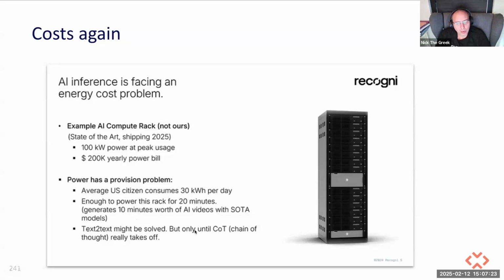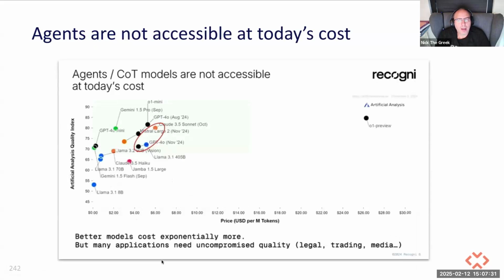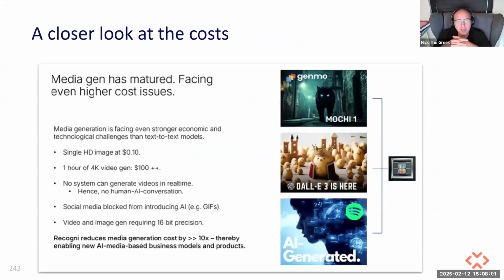Text to text might be solved, but only until chain of thought really takes off. It was another prediction. I don't know why they put it over here. And again, we talked about agents, and they claim that the reason why agents are not accessible is because of cost. We've seen that before. Better models cost exponentially more, but many applications need uncompromised quality: legal, trading, media. So, don't forget that a lot of papers that we see that have stellar performance, if we had to run them everywhere, we don't have the energy to do that. So, the same issue is highlighted.